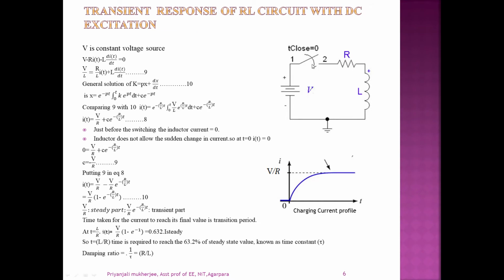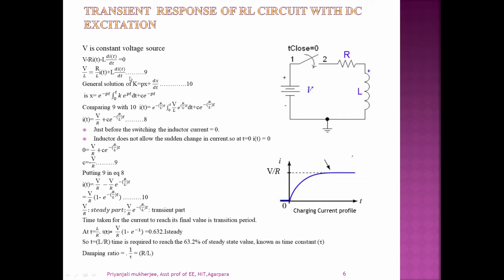So this is the RL circuit with DC excitation given here, and the voltage source is constant, which is closed at t equal to 0. If we apply KVL in the circuit, then we get V minus R i(t) minus L di/dt equal to 0. Dividing both sides by L, we get V/L equal to (R/L) i(t) plus di/dt.